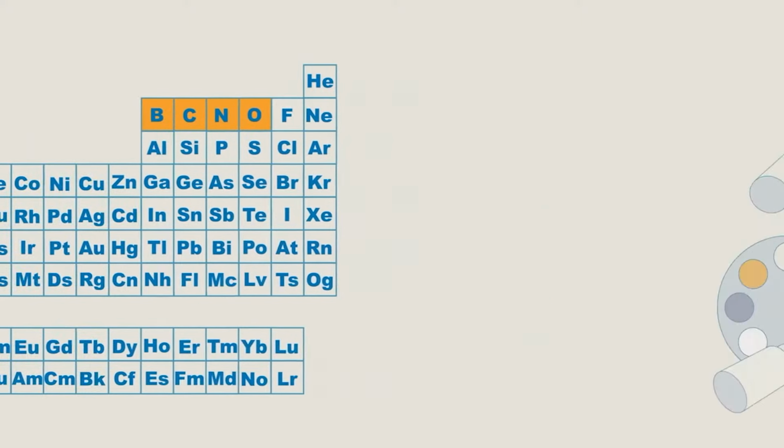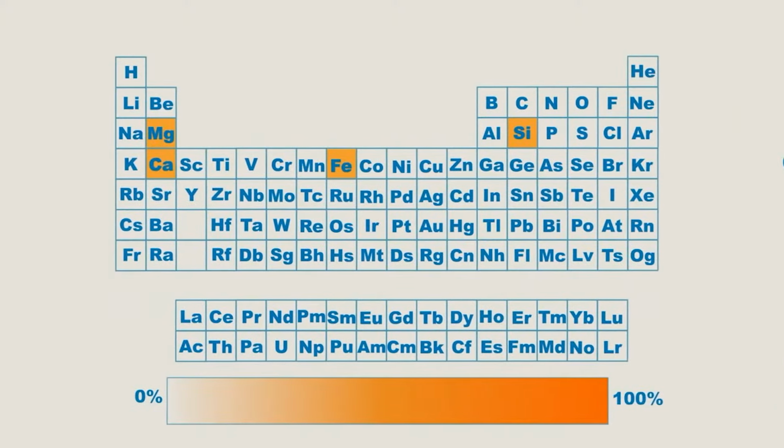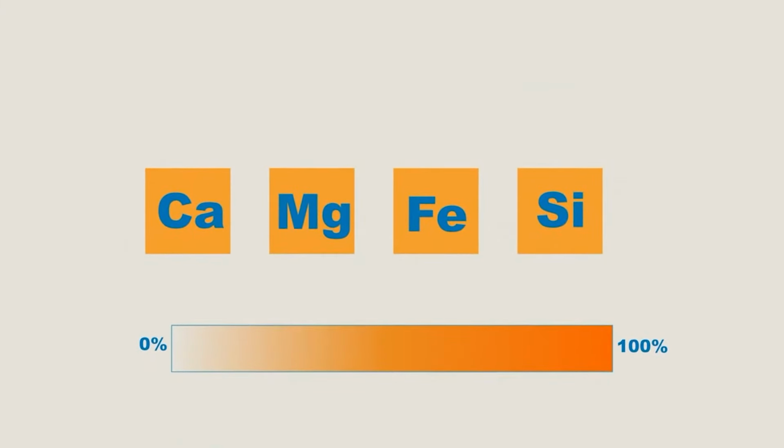But remember, EDXRF systems have far fewer components and lower power requirements. So if you're looking for a fast, broad, and less expensive way to determine the elemental makeup of your sample, EDXRF provides an ideal solution. So how do we get from detecting the elements from the spectrum to quantifying them?